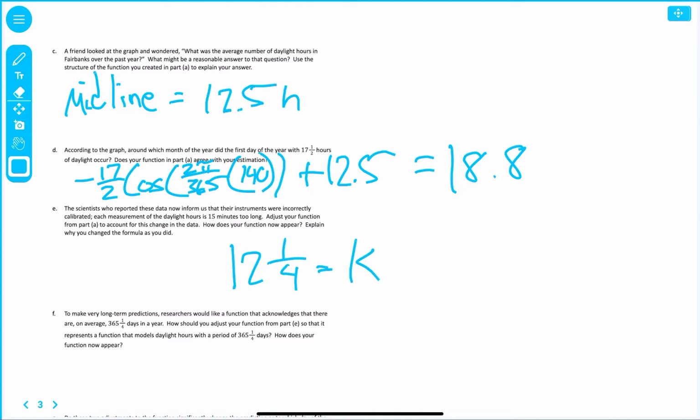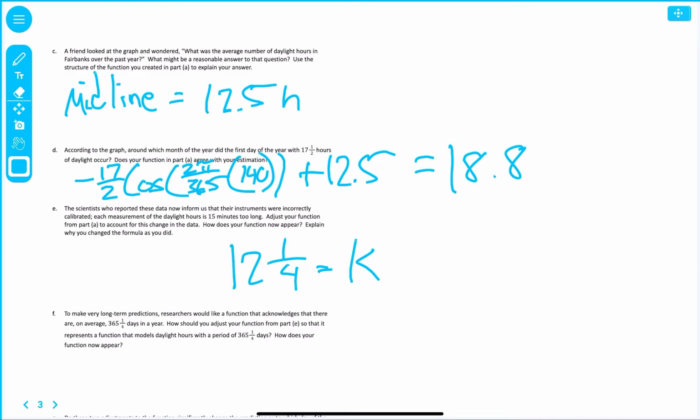We would change that to 12 and a quarter. We had 12 and a half, but we got to shift it down 15 minutes. Therefore, we have 12 and a quarter. Okay? So 15 minutes is a quarter, so we just subtract. It's 1/4.